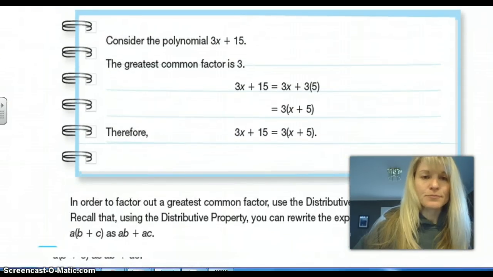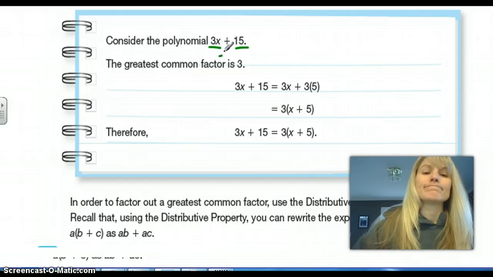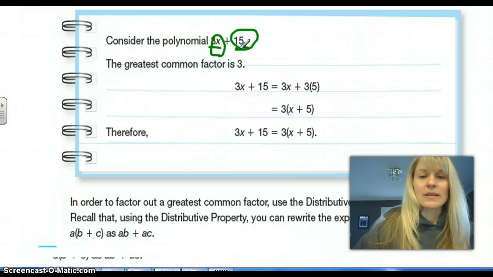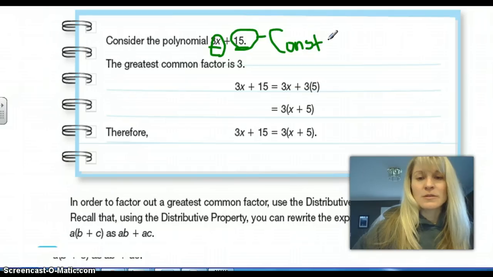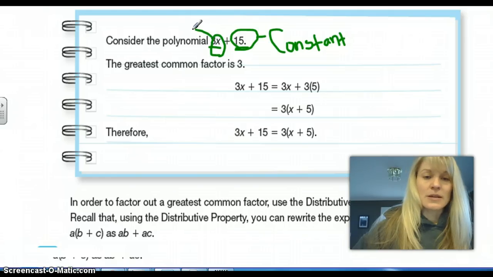So if we look here, we have a binomial because there's two terms here. There's one term, and here's the other term, and then we need to remember that this term is called the constant. We've talked about this in the last video, so make sure you know that the lonely number is called the constant, and the 3 here we should know is called the coefficient. And that's the number being multiplied by the variable, so coefficient.